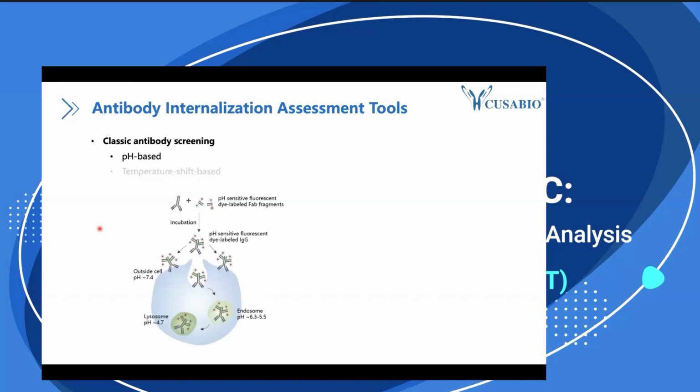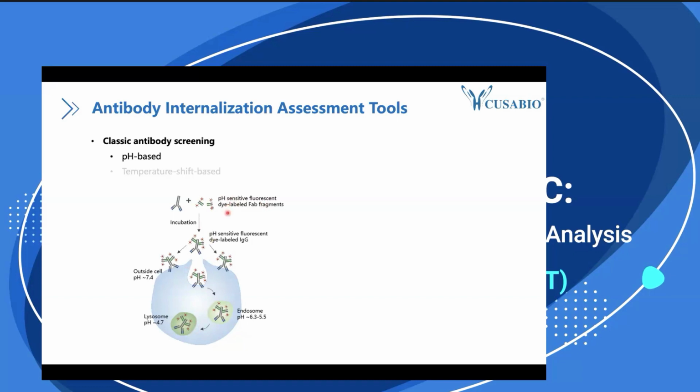So the first one is the pH-based assay from the classic antibody screening. This is a pretty traditional method. The basic idea is to use a hydrophilic and bright pH sensor dye. This dye is not fluorescent at neutral pH, but it becomes highly fluorescent when it enters the cells, because the environment inside the cells is acidic. So because of the pH change, the dye changes from non-fluorescent to fluorescent.